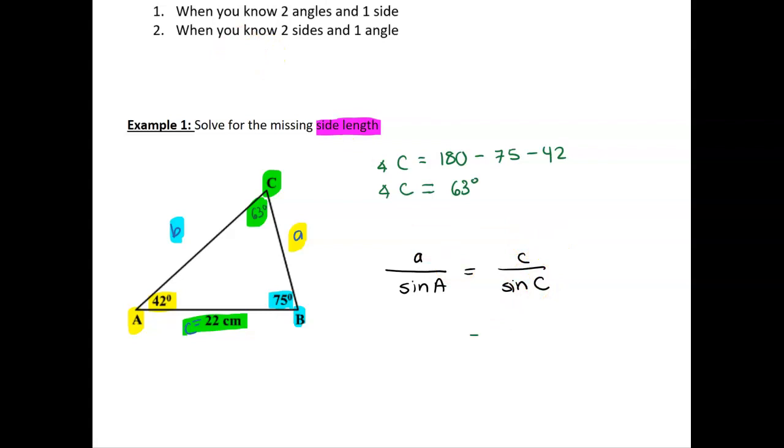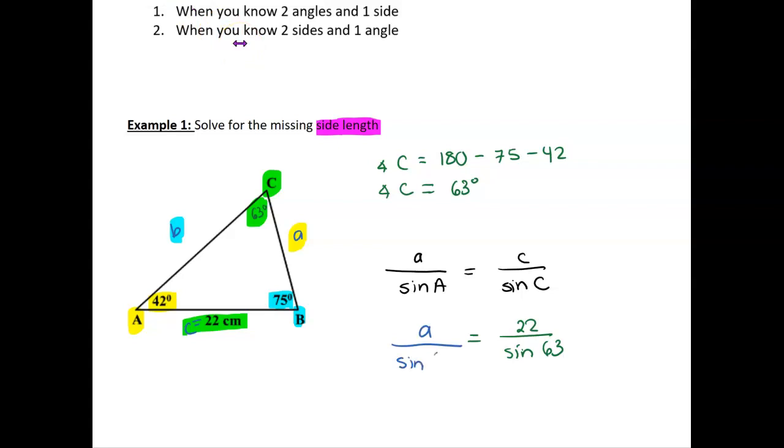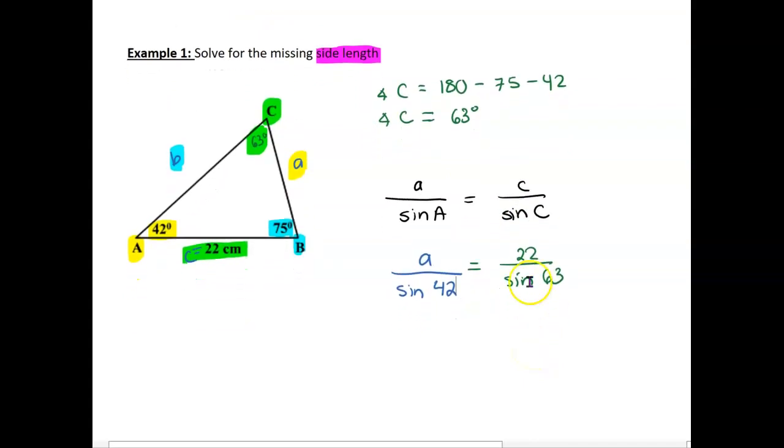On the right side, I have the side of 22, and then sine of the angle, which is 63 degrees. On the left side, I'm looking for the side length a, but I do have the angle A, which is 42 degrees. So now it's just a matter of solving this equation, which means I have to isolate for the variable little a. To isolate it, I have to multiply both sides by sine of 42.